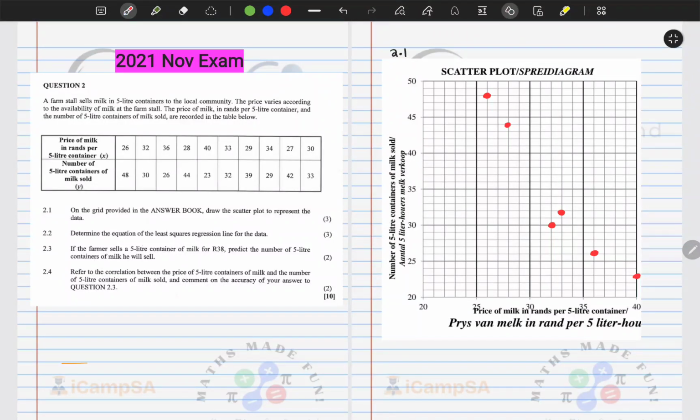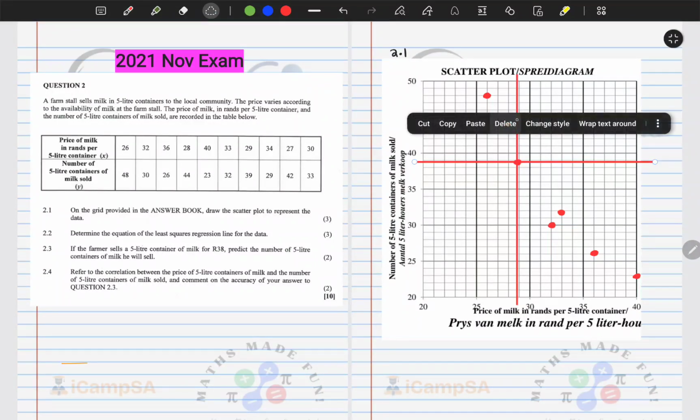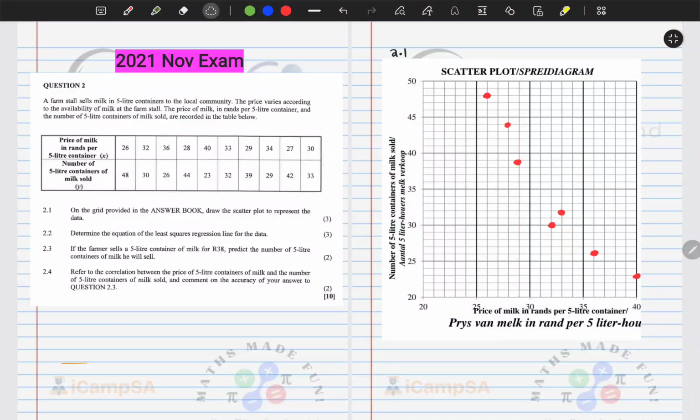Right? And then we go to 29 and 39. So 29 is just before 30. And the 29 goes with 39, which is just below 40. So you will see that we're going to have a point there. Then just need to delete these. So that is what we have.